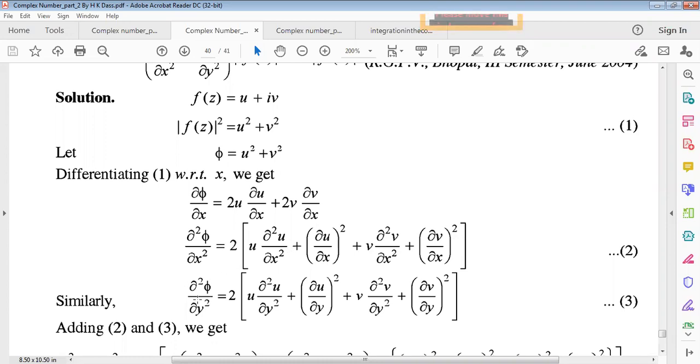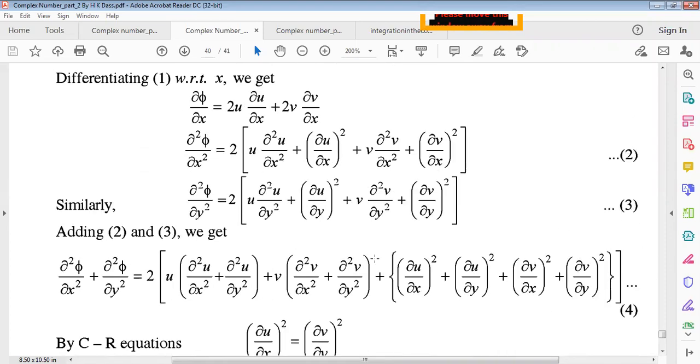Similarly for the y function, with respect to y, double differentiation partially, partial differentiation of phi with respect to y will be just a variable change. This x changes to y, this also x changes to y. Okay, so equations 2 and 3 we get easily. Now adding equations 2 and 3, we can write ∂²phi/∂x² plus ∂²phi/∂y² equals 2 into 2u into this, plus this whole square plus this whole square.